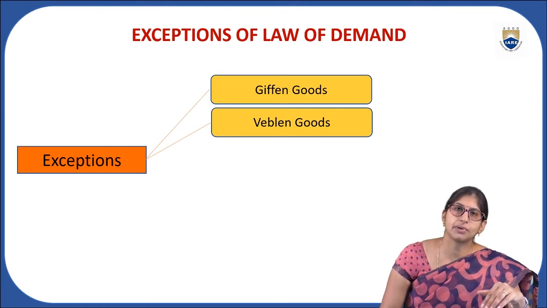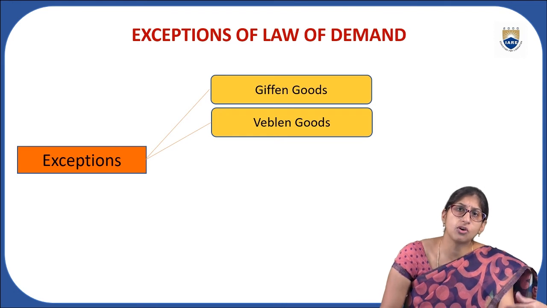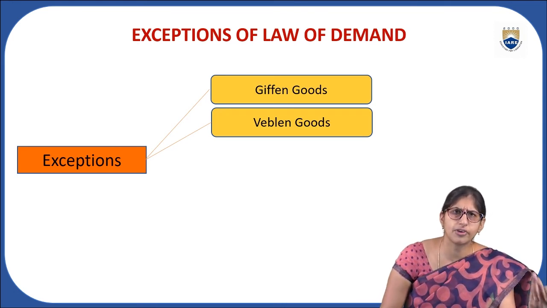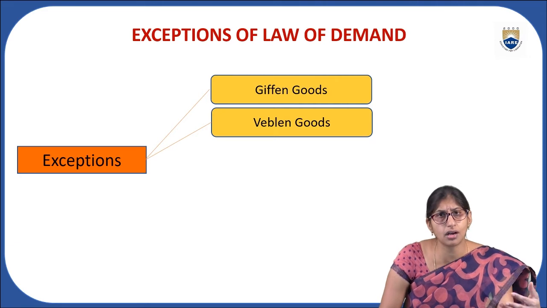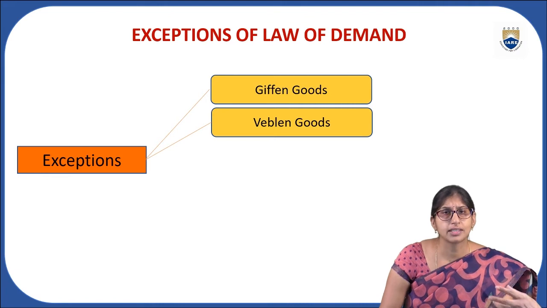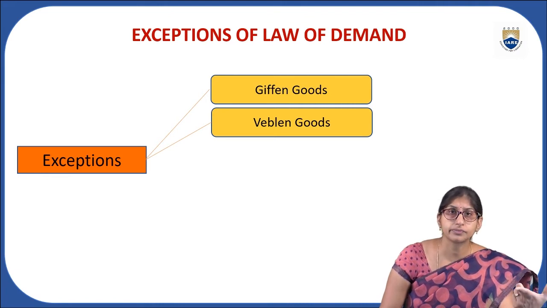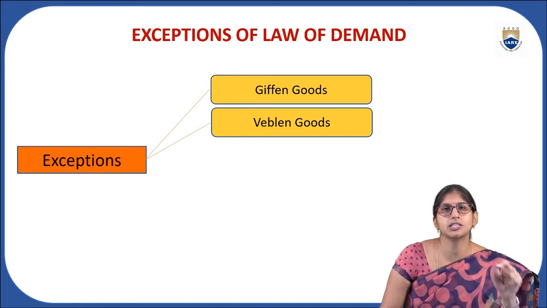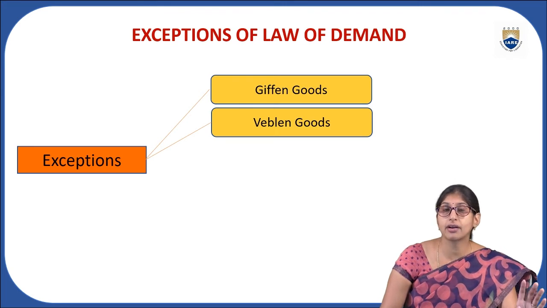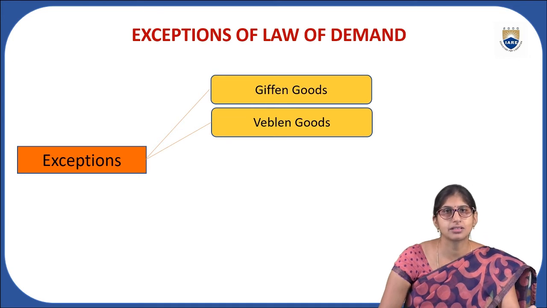Even if the price is high, they feel more prestigious, right? They feel it is a better quality item. That's the reason the law of demand does not hold good in the case of Veblen goods, that is, prestigious goods, because they are not looking for a price decrease. So that is also one of the exceptions to the law of demand.